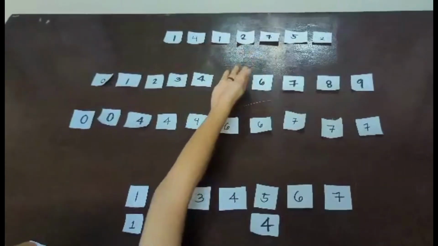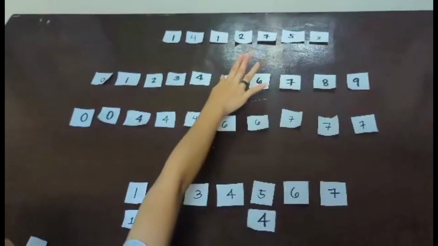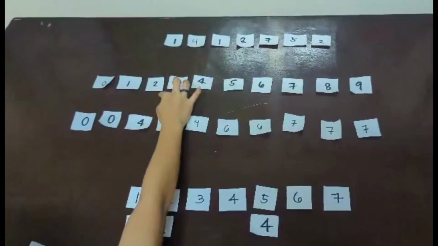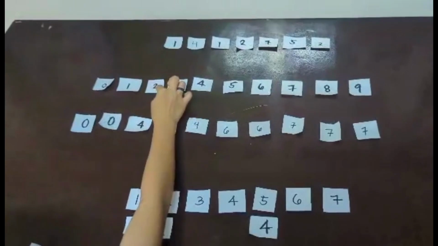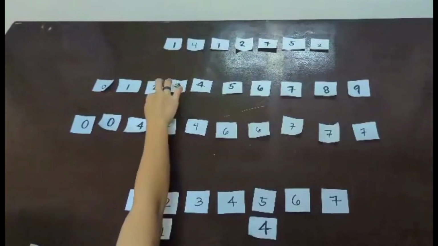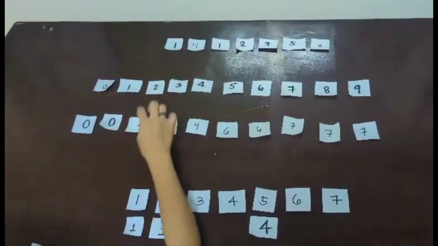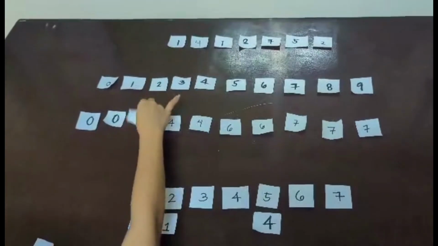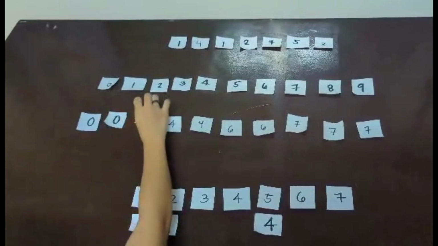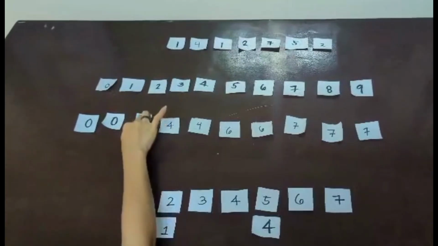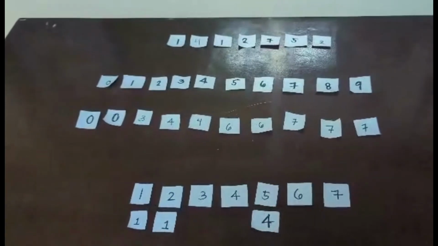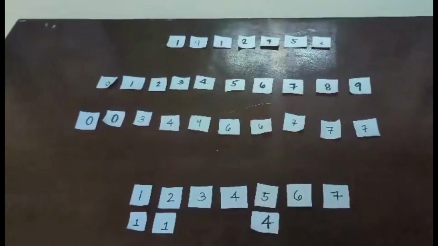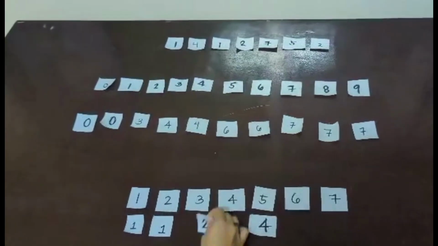The other object is 2. The count array of index 2 is 4. That will be deducted by 1. So 4 minus 1 equals 3. And our 4 will be 2.